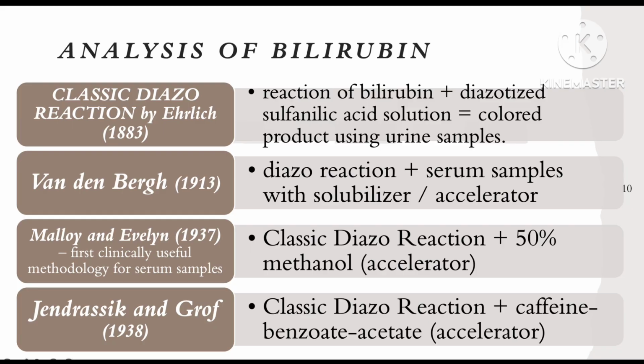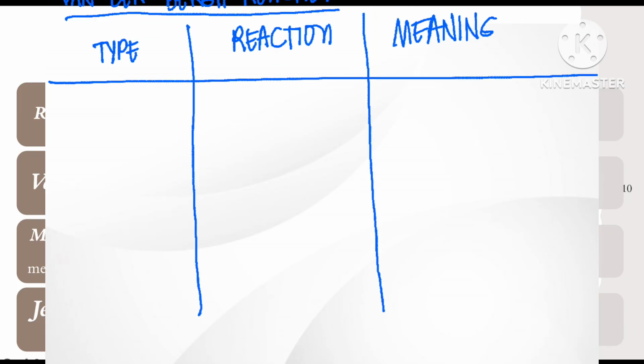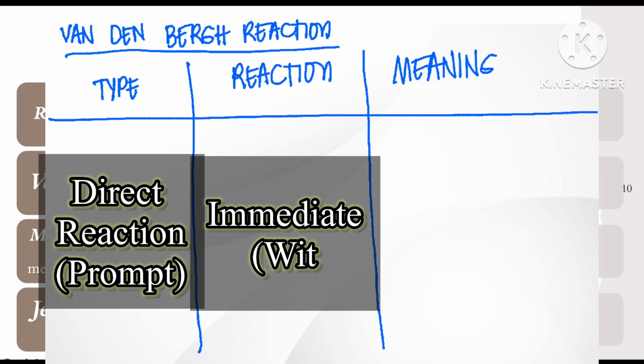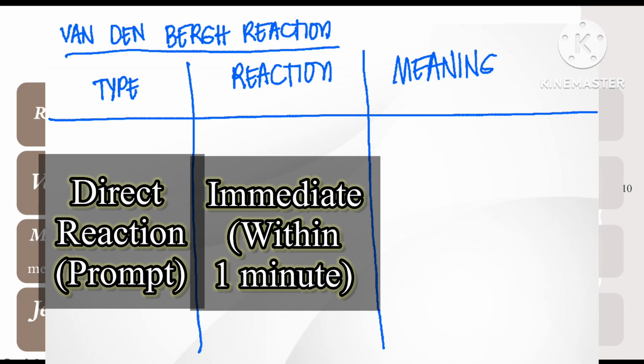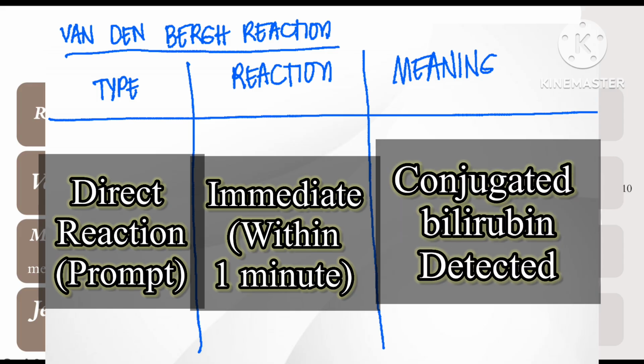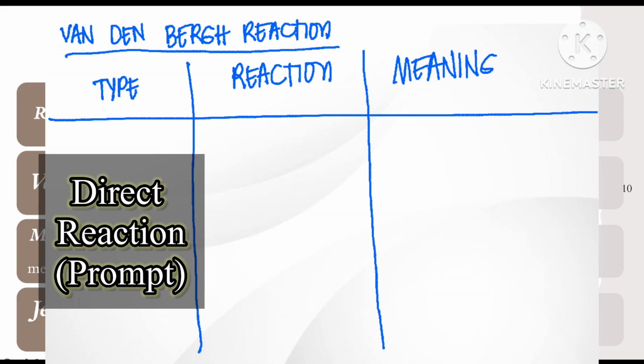Next would be the discovery by Vandenberg and Mueller, which adapted the diazo reaction to serum samples and discovered two patterns of color formation. The first type would be the direct reaction or the prompt. The reaction would take place within 1 minute, so there is immediate color formation, which means that this indicates that the conjugated bilirubin is detected because it is water soluble.